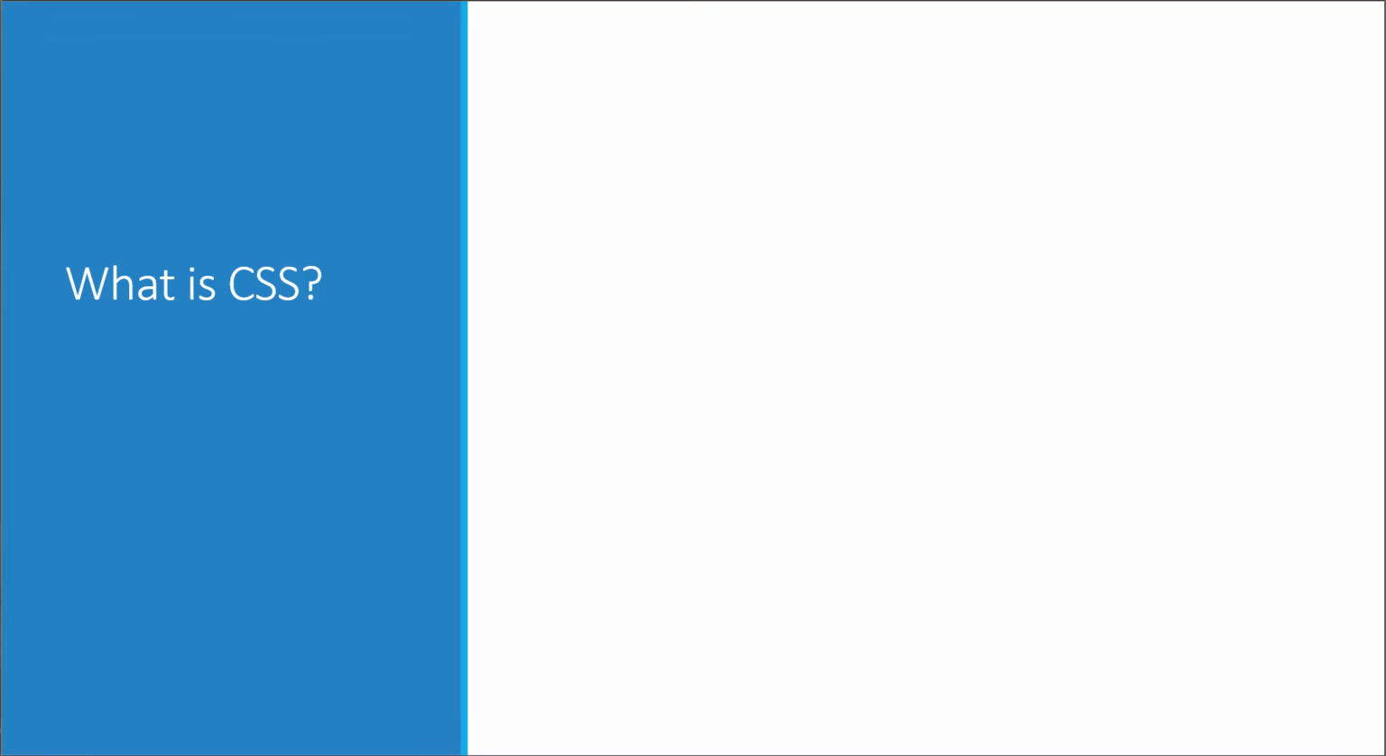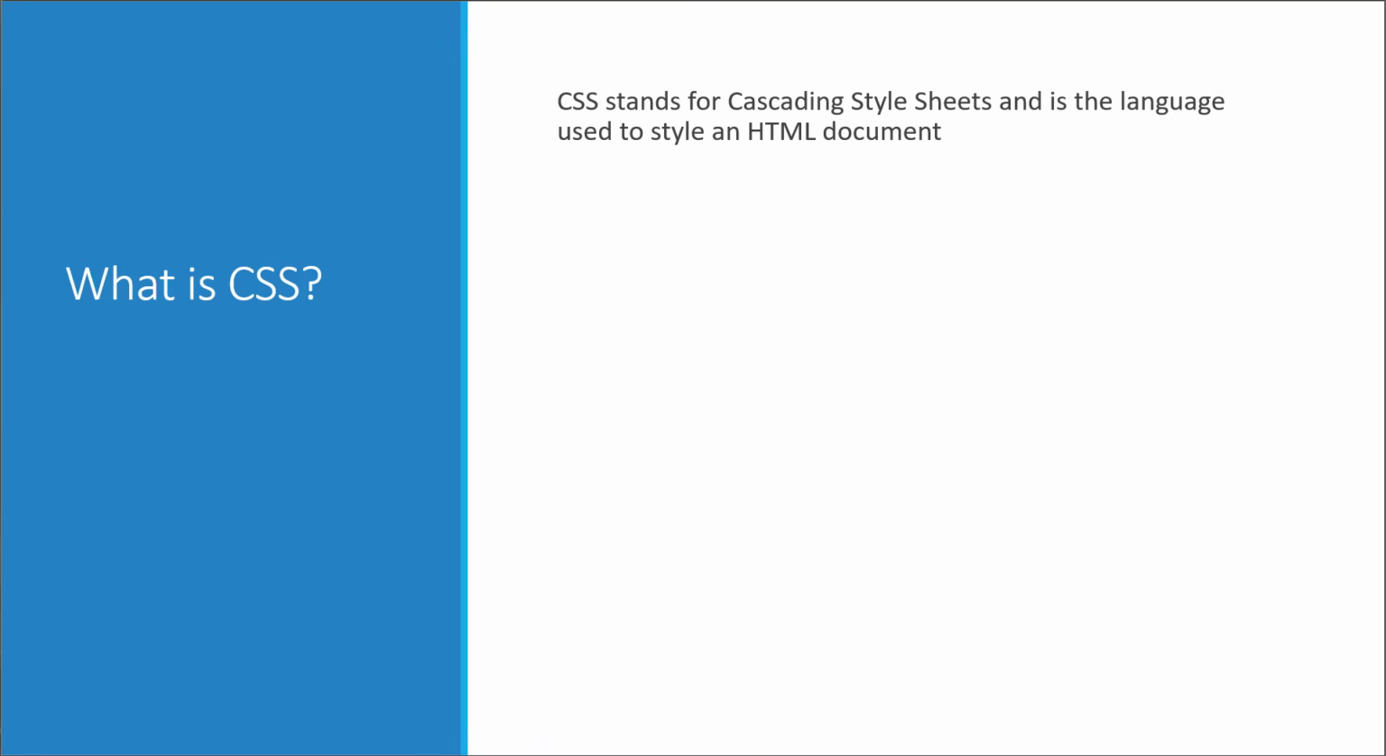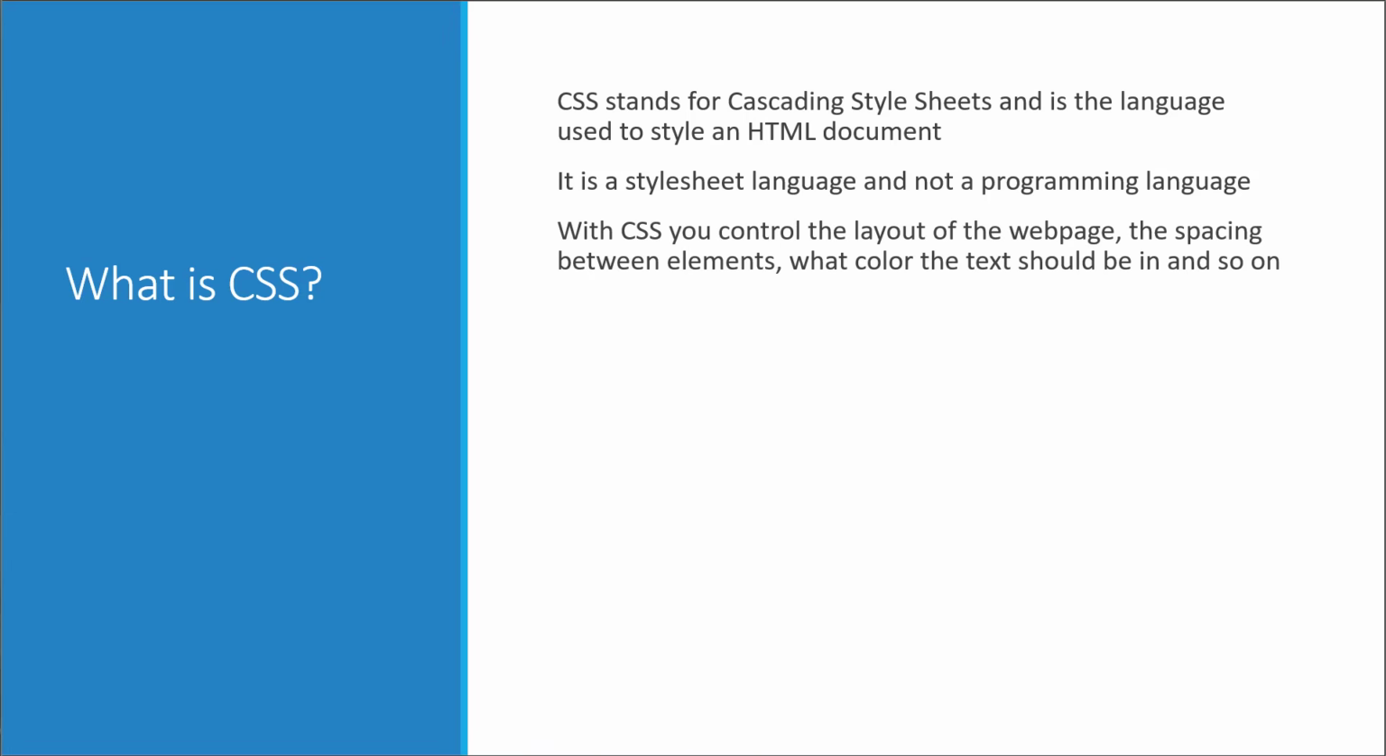First, let us understand what is CSS. CSS stands for Cascading Style Sheets and is the language used to style an HTML document. CSS is a style sheet language and not a programming language. With CSS, you control the layout of a web page, the spacing between elements, what color the text should be in, etc. And the way you do that is by selecting HTML elements and applying styles to those selected elements.